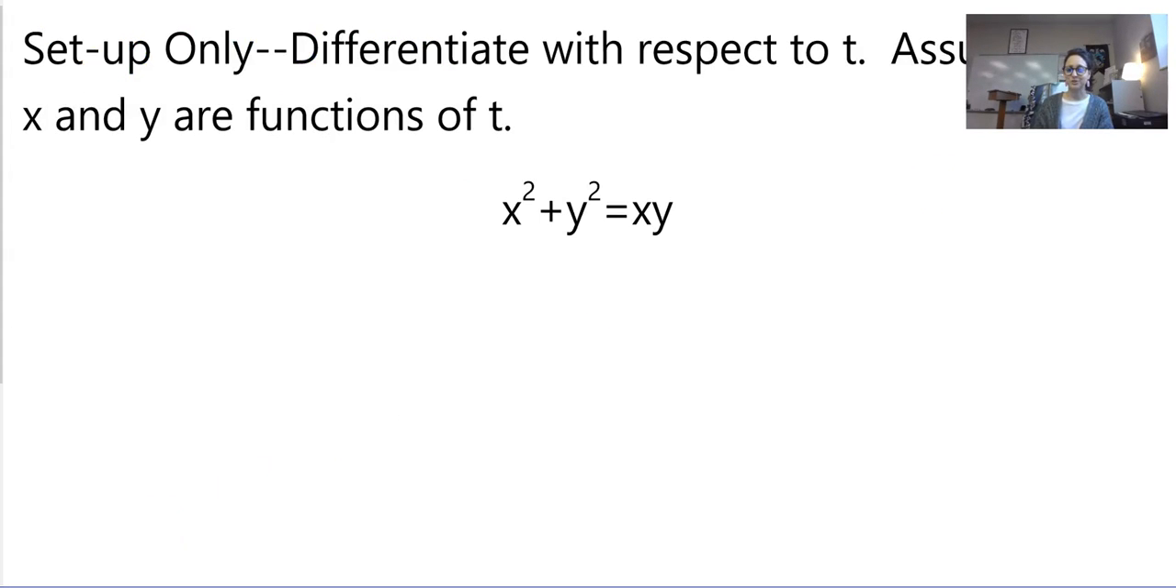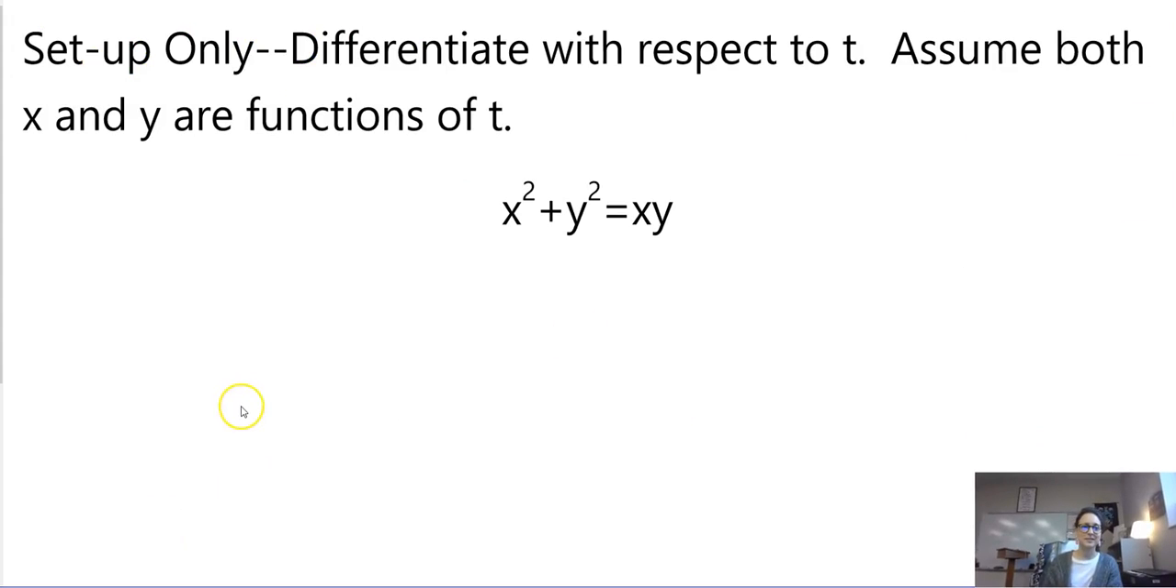Okay, let me drag my little guy down. So we are going to do a setup only. We have been differentiating with respect to x. Now we're going to differentiate with respect to time t, and we're assuming that both x and y are functions of time. I'm going to force pause on your screen. Go ahead and copy the equation for me.